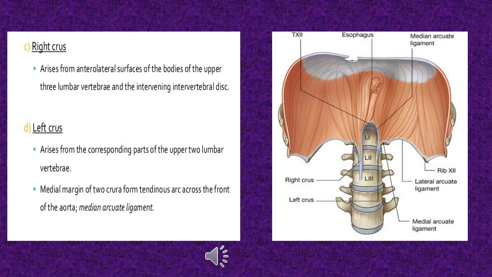The right crus is larger and stronger than the left crus because it has to pull down the liver during each inspiration. It arises from the anterolateral surfaces of the bodies of the upper three lumbar vertebrae and the intervening intervertebral discs. The left crus arises from the corresponding part of the upper two lumbar vertebrae. The medial margins of the two crura form a tendinous arch across the front of the aorta called the median arcuate ligament.